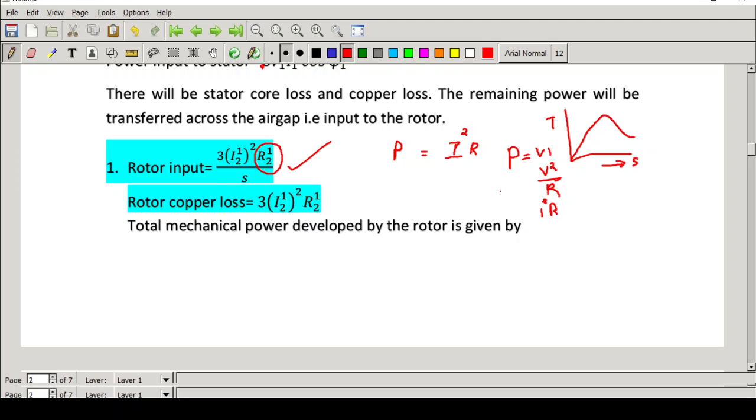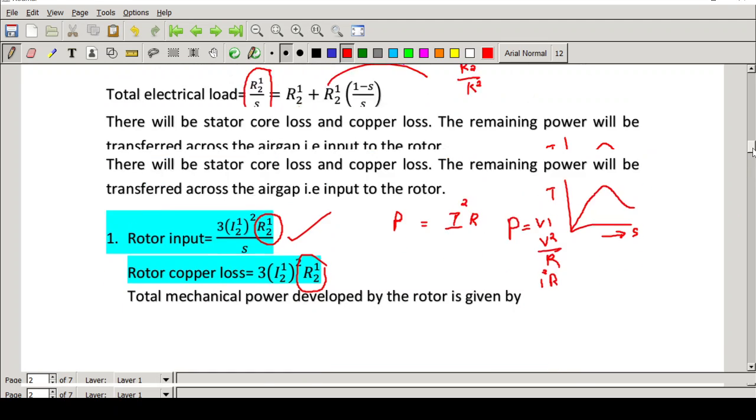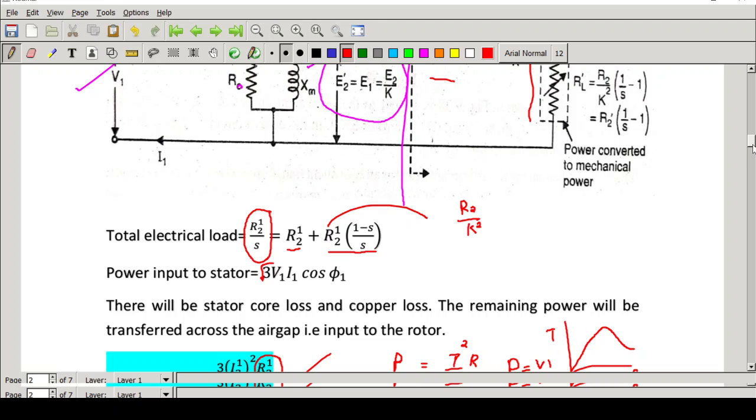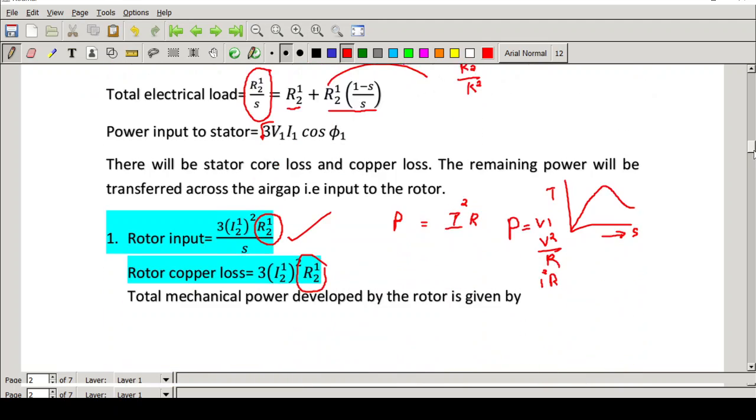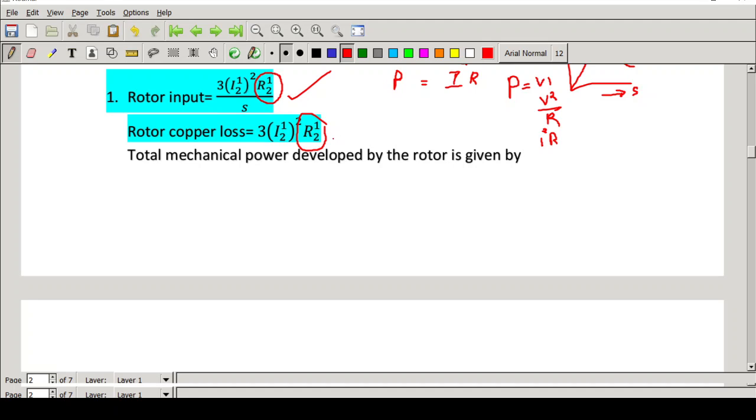While taking the copper loss, we have to consider only the resistance R2 dash, because this is the loss occurring in the rotor winding. I already told you that R2 dash by S can be split into two, that is R2 dash and R2 dash into 1 minus S by S. So while calculating the copper loss, we take R2 dash. While calculating the power, we take R2 dash by S.